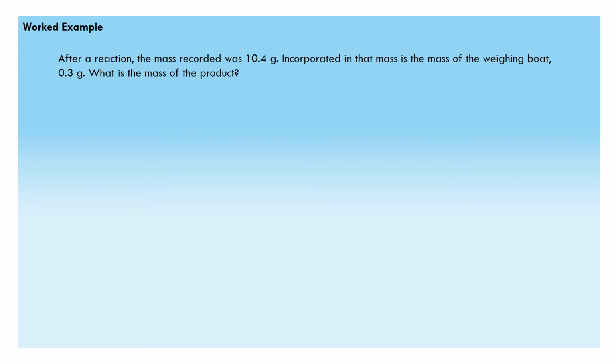So let's have a look at a worked example here. This is a really simple worked example of how we can balance an equation and manipulate it in order to get the answer we want. So after a reaction, the mass of a recorded product was 10.4 grams. Incorporated into that mass is the mass of the weighing boat, which is 0.3 grams, and indeed the mass of the product. So we are tasked with trying to work out the mass of the product here.